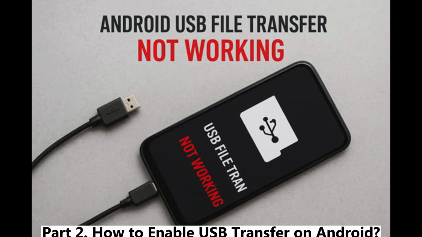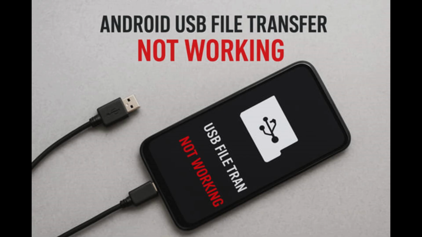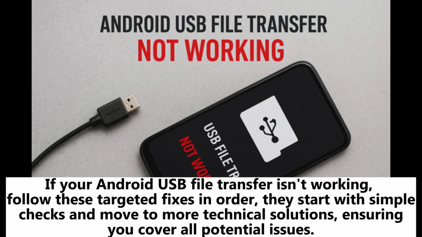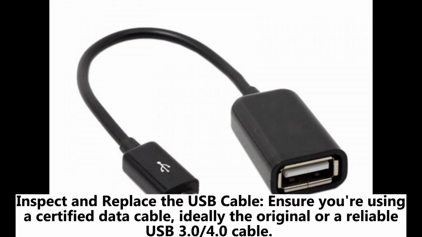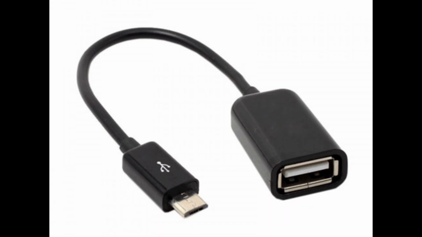Part 2. How to enable USB transfer on Android. If your Android USB file transfer isn't working, follow these targeted fixes in order. They start with simple checks and move to more technical solutions, ensuring you cover all potential issues. Fix 1. Check the USB cable and port. Inspect and replace the USB cable. Ensure you're using a certified data cable, ideally the original or a reliable USB 3.0/4.0 cable.